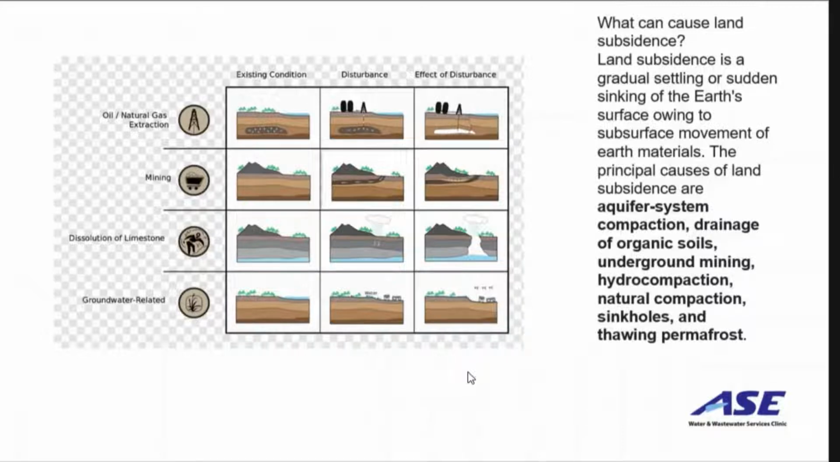If you look at this picture, it shows what can cause land subsidence. Land subsidence is a gradual settling or sudden sinking of the Earth's surface, owing to the movement of surface Earth materials. The principal causes of land subsidence are aquifer system compaction, drainage of organic soils, underground mining, hydrocompaction, natural compaction, sinkholes, and thawing permafrost.